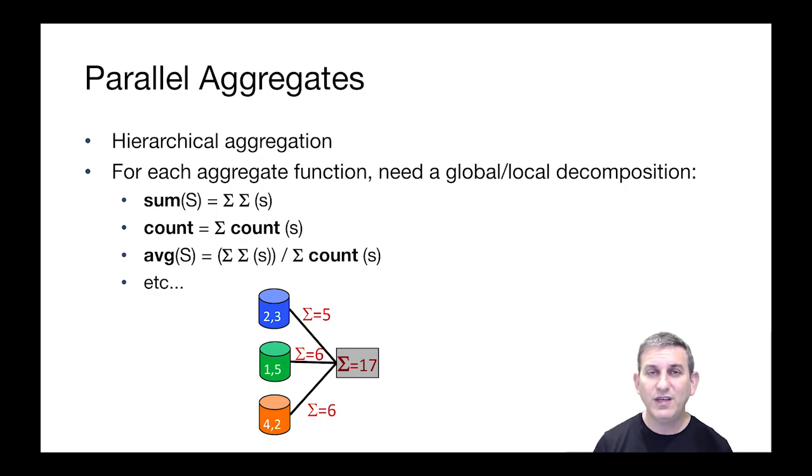And the way this works is that for each aggregation function, we need to know a sort of global-local decomposition of that function. So there's some aggregation that we do locally, and then finally at the end, there's some aggregation that we do for the global final aggregate.